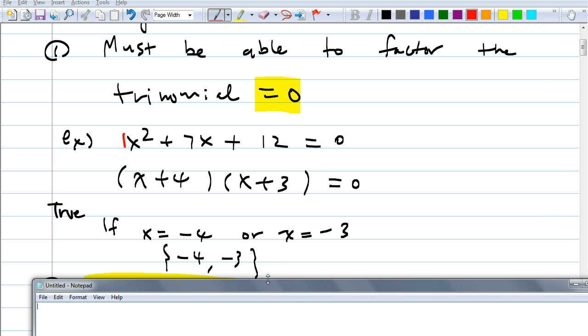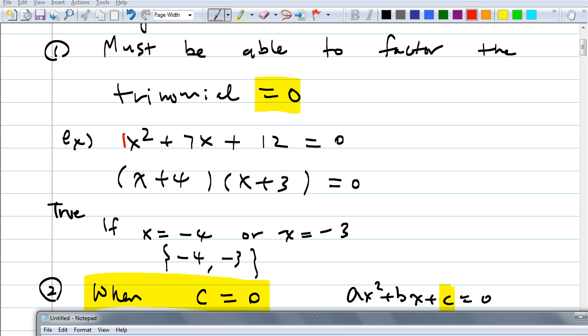There's actually another case where you really should use the factoring method, and I'm not talking about this sort of factoring. I'm talking about using GCF and so forth. Anybody think of a case? Write this down. When c is equal to 0. What I mean by that is if I have ax squared plus bx plus c equals 0, if the c happens to be 0 in this form, you really should factor, because that is going to be really, really easy to factor and figure out the answer.